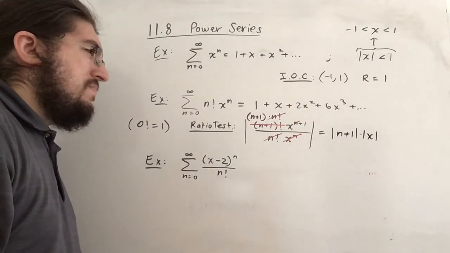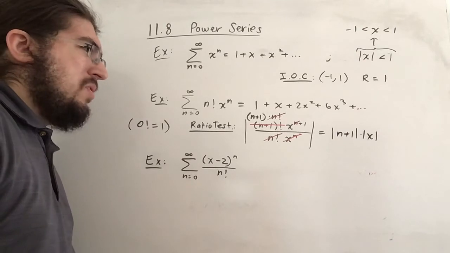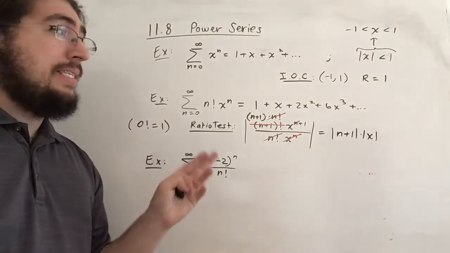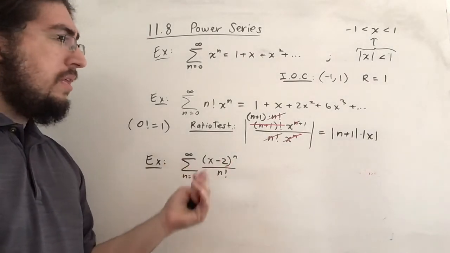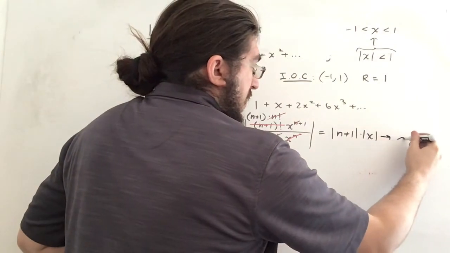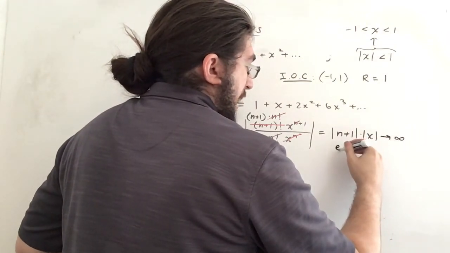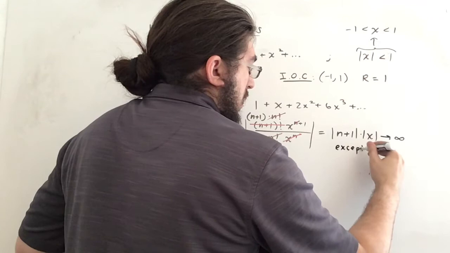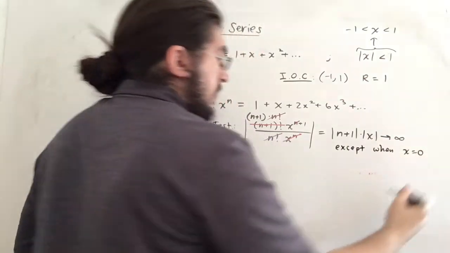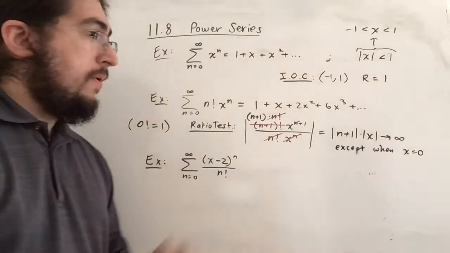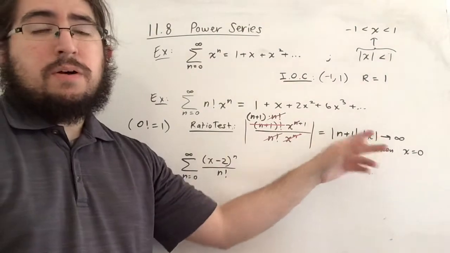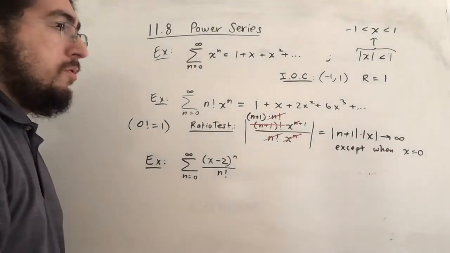But now, as n goes to infinity, funny enough, this will actually go to infinity unless x is 0. So the only time this converges is when x is equal to 0. So this goes to infinity, except when x is equal to 0. For any other number, n plus 1 will go to infinity, and it doesn't matter what x is equal to. But when x is 0, then you just have a sequence of zeros which approaches 0.